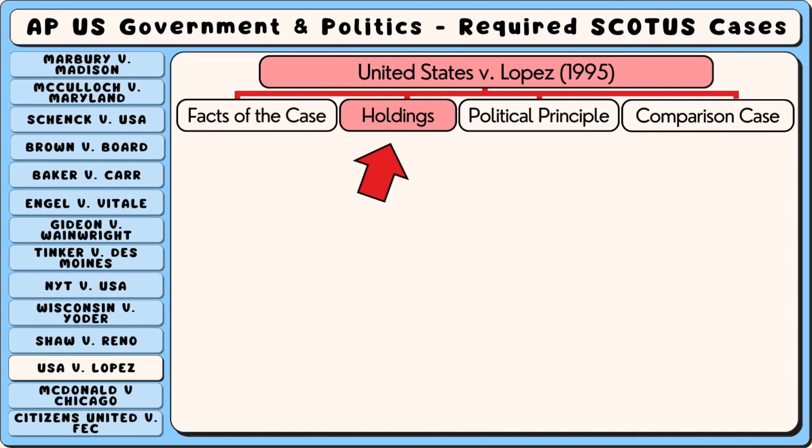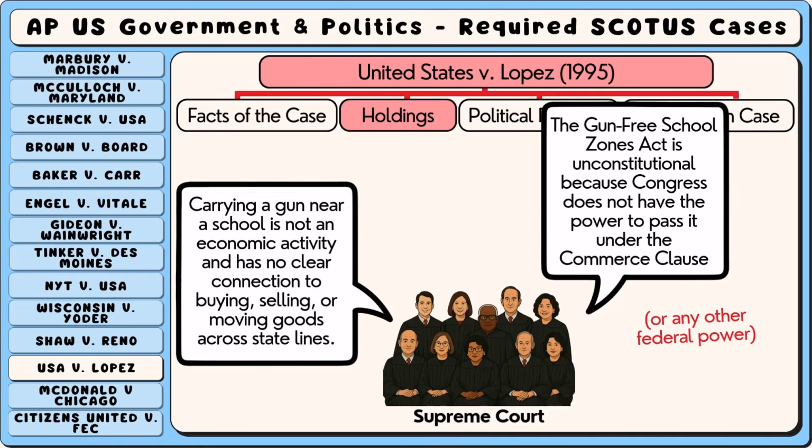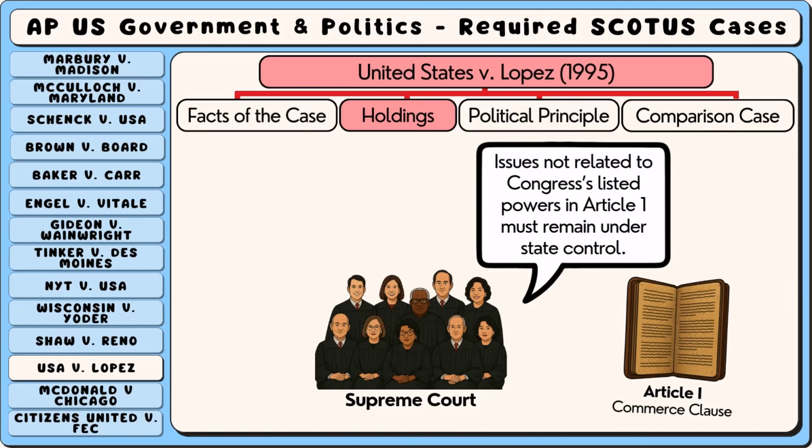So, let's look at the court's holdings. The court ruled that the Gun-Free School Zones Act was unconstitutional because Congress did not have the power to pass it under the Commerce Clause or under any other federal power. The court explained that carrying a gun near a school was not an economic activity and had no clear connection to buying, selling, or moving goods across state lines. Because of this, Congress could not stretch the Commerce Clause to cover the law, and no other federal power supported it. This holding limited Congress's powers and strengthened the idea that issues not related to Congress's listed powers in Article 1 must remain under state control.